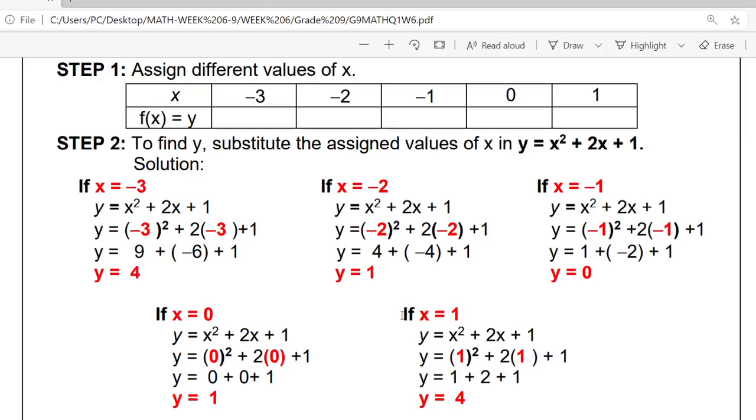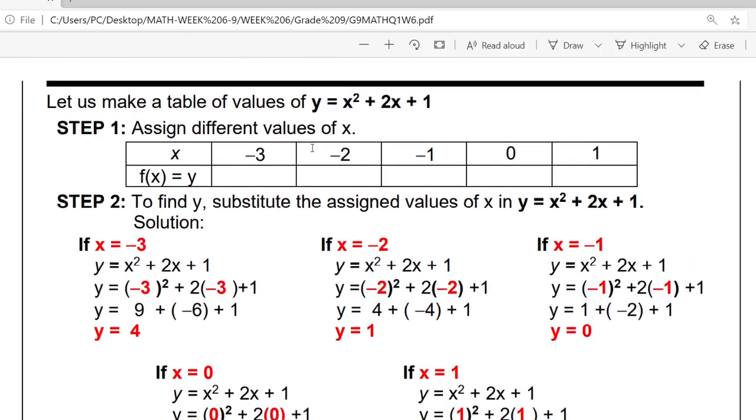So what if x is equal to 1? Just replace x by 1: 1 squared plus 2 times 1 plus 1. 1 squared is 1, 2 times 1 is 2, plus 1. So this is 4. That's why when x is 1, your y is 4. So you have now a table. Based on your equation, you can also write that equation.